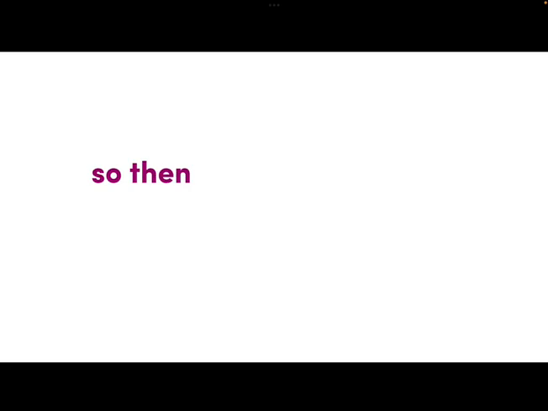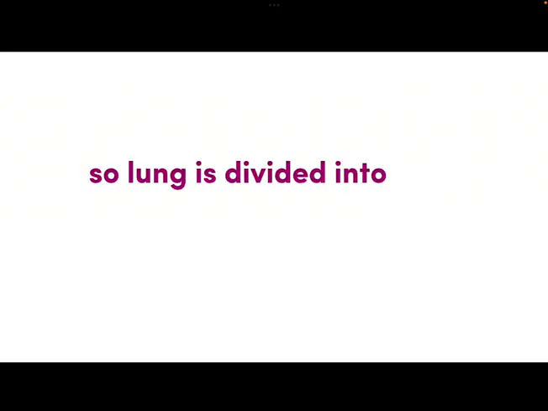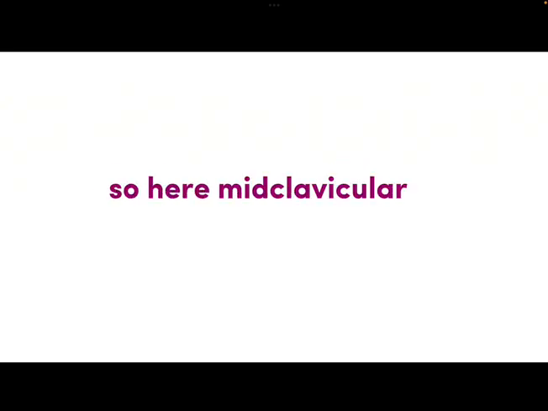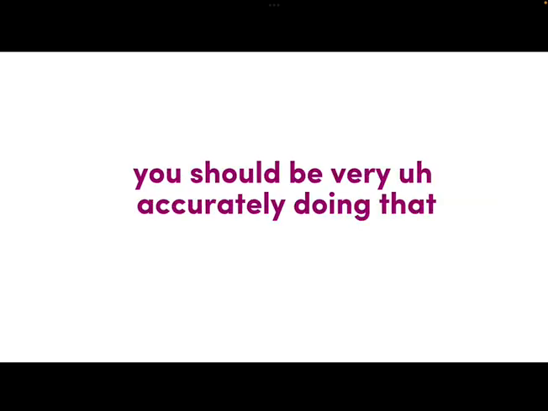Then I will go for tracheal position, chest expansion, percussion note, breath sound and vocal resonance. The lung is divided into the upper lung and middle lung, the middle lobe only on the right side, and the lower lung. I must remember where I can see what. You must follow the proper positioning: mid-clavicular line, mid-axillary line and posterior scapular line. You should do that very accurately.